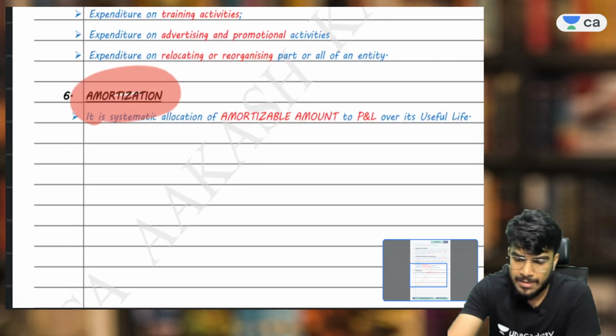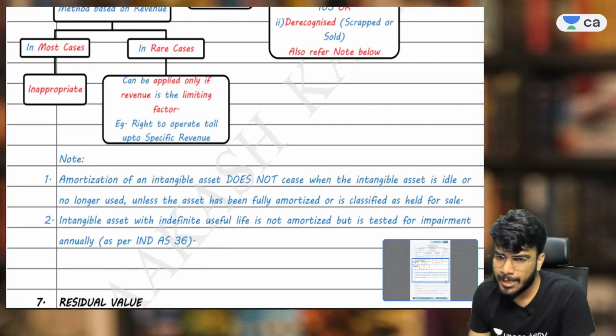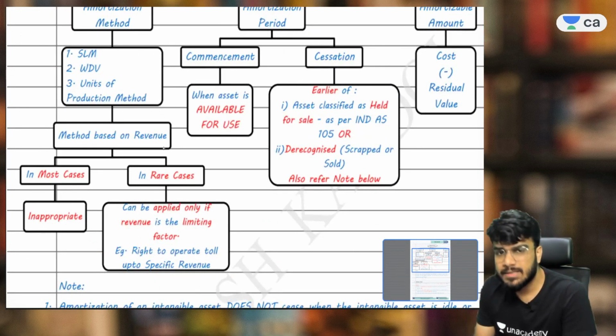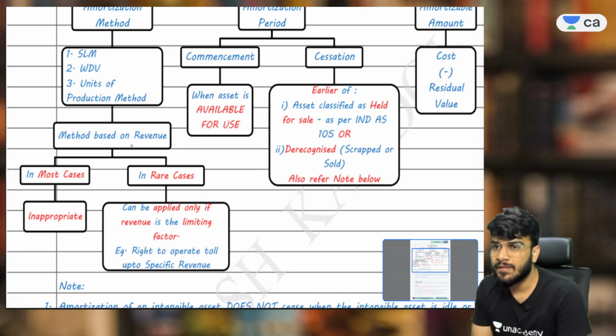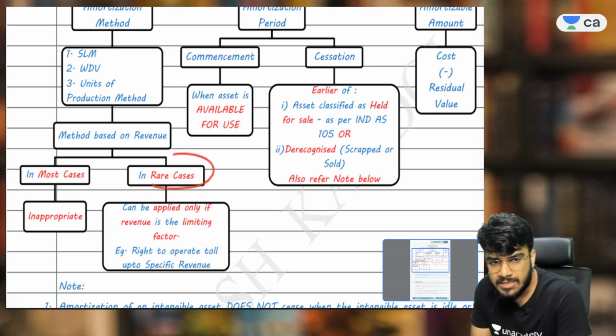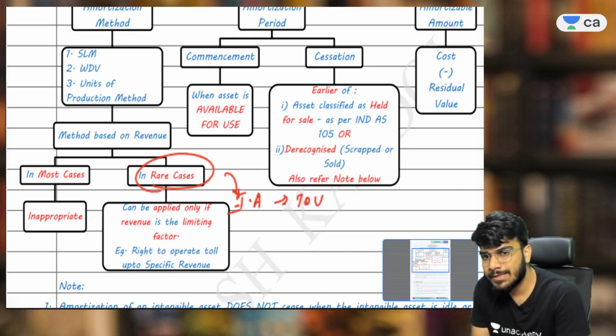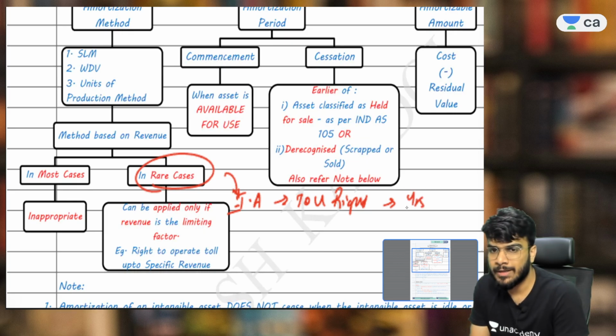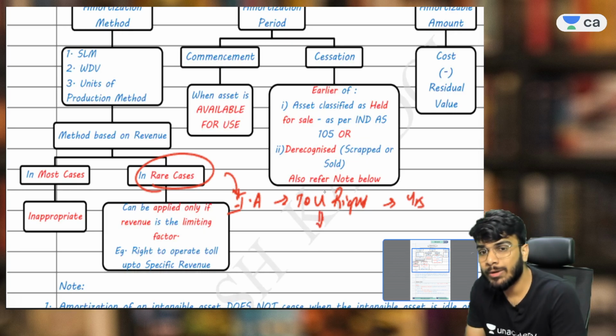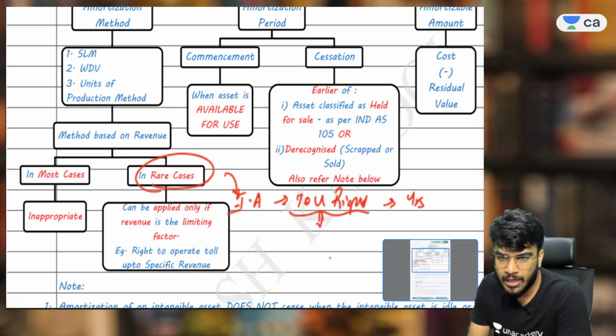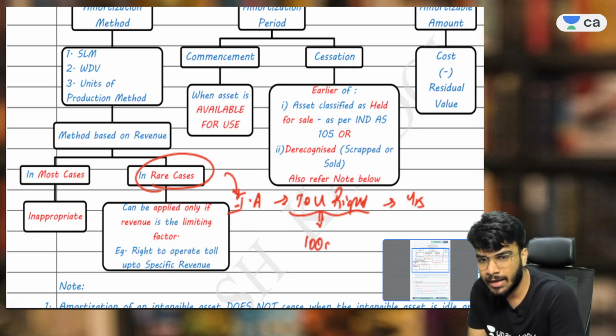Next point is amortization. It is the same as PPE, except that in PPE we discussed that amortization based on revenue is inappropriate. But there is a rare case in an intangible asset where it can be appropriate. Let's say, for example, you have a toll collection right. For how many years? The years are not mentioned. But the government has told you that you can collect toll up to a specific revenue. That means you can collect toll up to 100 crore rupees.